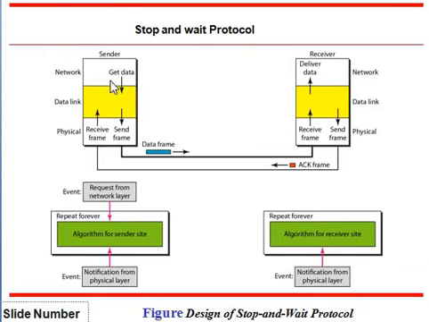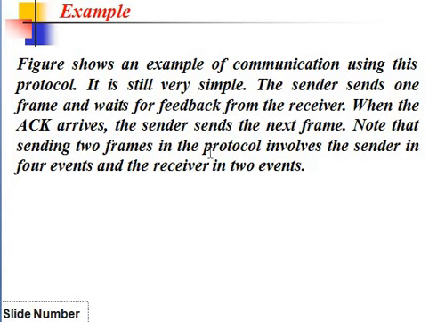In stop and wait, we follow the same procedure: get the data, send the frame, and receive the frame in the same layers, and the data will be sent and an acknowledgement will be returned. We can clearly understand this by using this example. The figure shows an example of the communication using this protocol. It is very simple. The sender sends 1 frame and waits for the feedback from the receiver. When the acknowledgement is received, the sender sends the next frame.